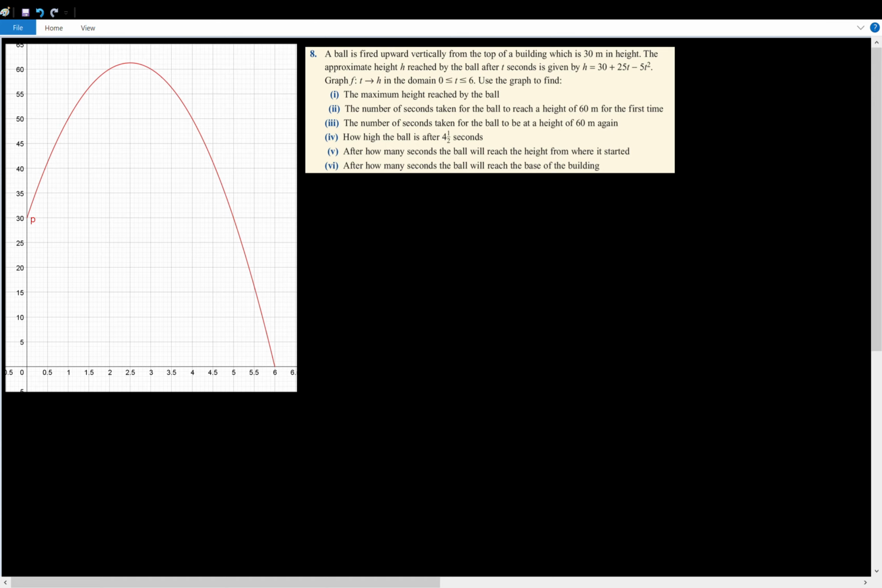to find the following. Might be easiest to try and break down what's going on here so we can see what this all means. So the ball is fired upward vertically from the top of the building, so we are already starting 30 meters in the air and a ball is being projected straight upwards. The formula that we are being given to calculate its height in relation to the amount of time it has spent in the air is given by our function here, h equals 30 plus 25t minus 5t squared. In other words, if we put in a number for the amount of seconds it's been in the air to this equation, we will get back from it the height in the air that the ball is at.